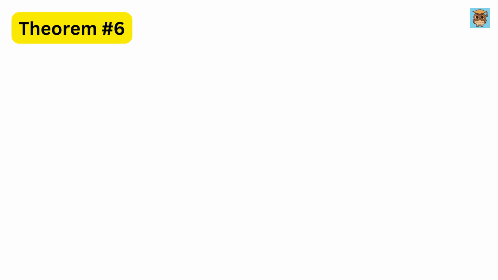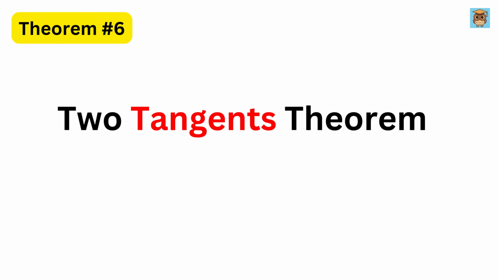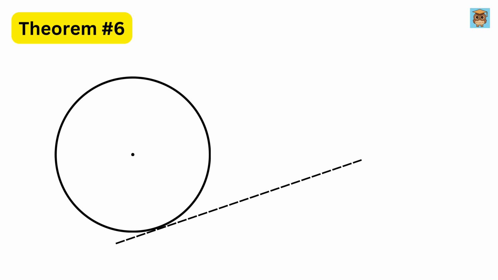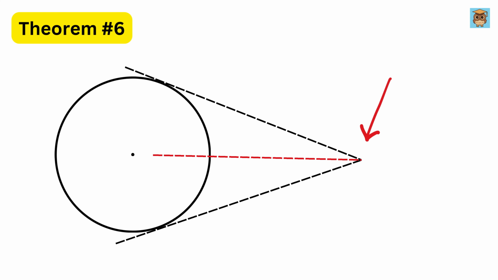Now, Theorem 6, the two tangents theorem. If two tangents are drawn to a circle from a single external point, then these tangents will always be equal in length. Another important property of this theorem is that the line joining the external point to the center of the circle always bisects the angle formed between the two tangents. So, if this angle is 40 degrees, then both these angles will be equal to 20 degrees, and if this length is equal to 5 units, then this piece will also be equal to 5 units.